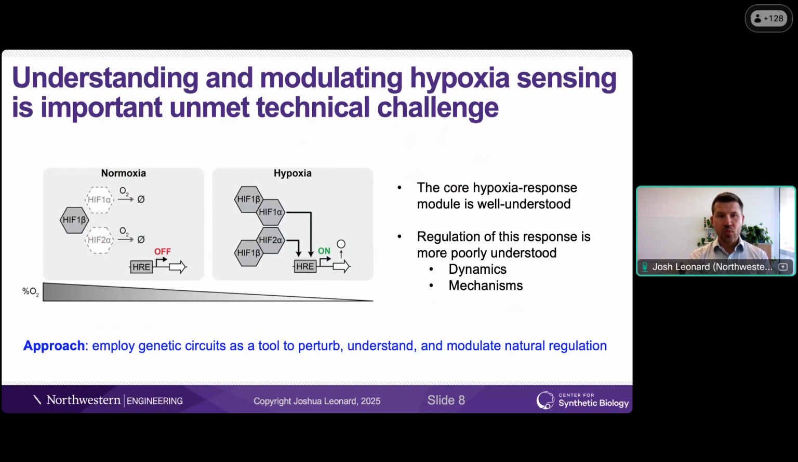And so our thought was, well, the basic mechanism is understood, at least many of the players are understood. Perhaps we can use genetic circuits as a way of exploring whether we can change the way these work, and in doing so, study a bit more the way hypoxia regulation works.